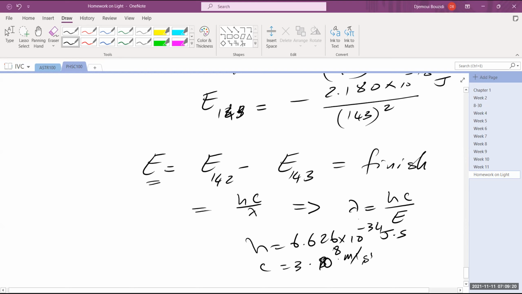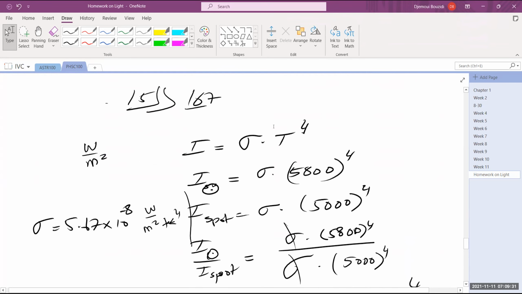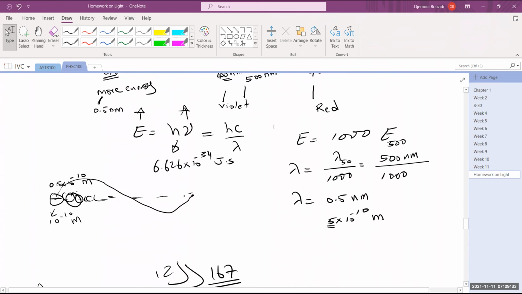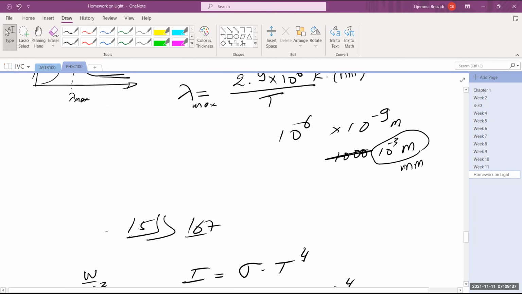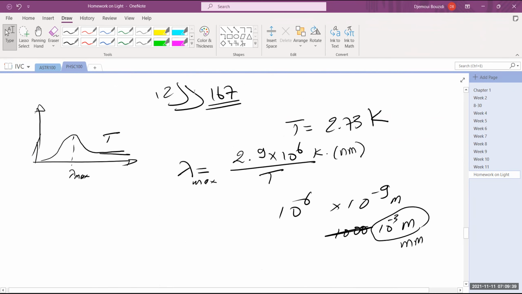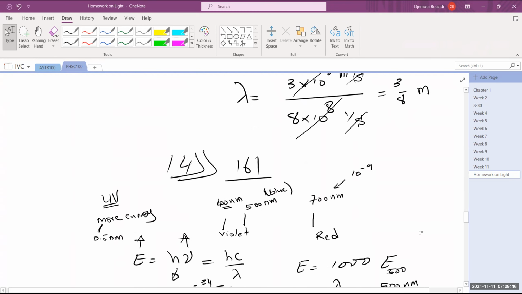And once you find the wavelength, it should be a very big value in meters compared to the nanometers, for example, of the visible light. It's going to lie somewhere in the order of a centimeter. It's going to be even longer than the wavelength that we found earlier, which was of the order of a millimeter, if you guys remember from one of the previous problems. Problem 12 from 167 was of the order of a millimeter. This is going to be even longer. It's going to be of the order of a centimeter.